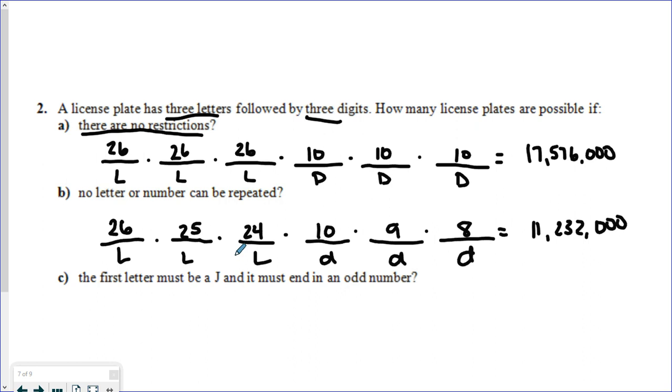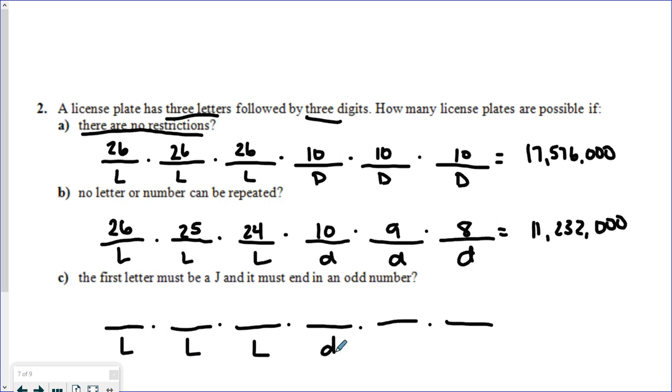Our next one says the first letter must be a J, and it must end in an odd number. Hopefully you're thinking about what that means. The first letter must be a J. So there is one possible thing that can be in the first position. It has to be a J.